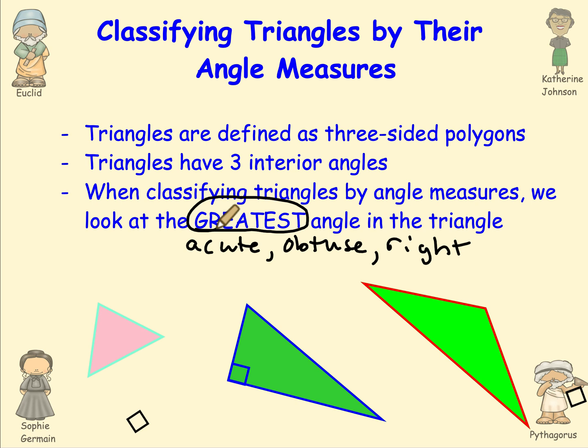So if I look at this one right here in the middle, I see that this angle over here and this angle over here are both less than 90 degrees, but this one is exactly 90 degrees, making this a right triangle.